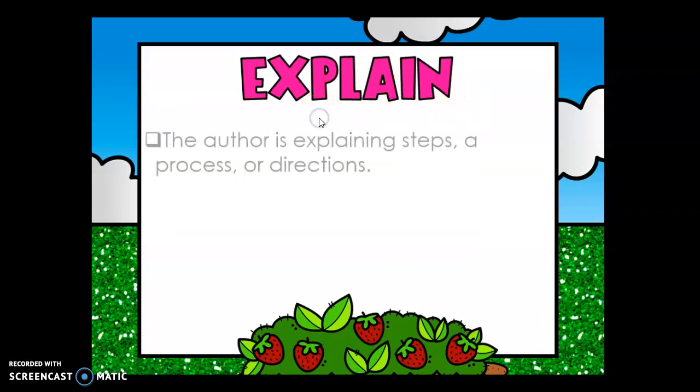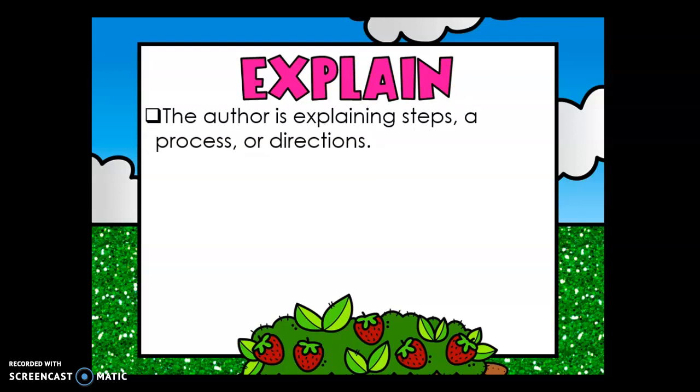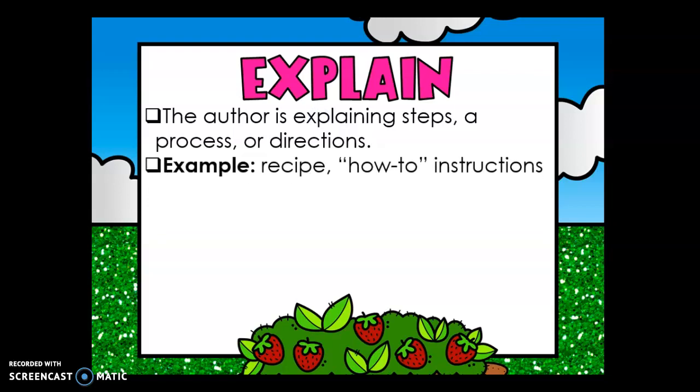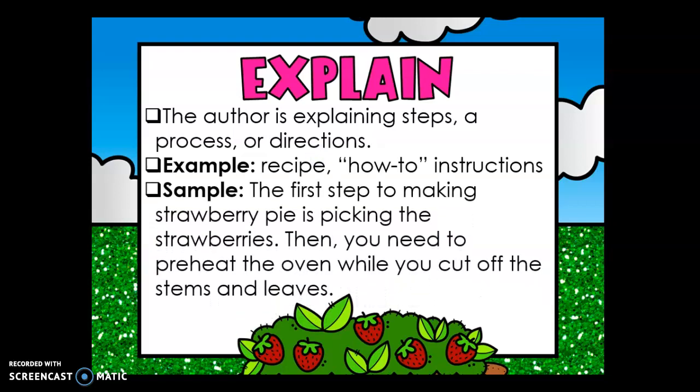Explain. The author is explaining steps, a process, or directions. Example, a recipe, how-to instructions. Our example is, the first step to making strawberry pie is picking strawberries. Then you need to preheat the oven while you cut off the stem and leaves. So let's think back on text structures. Which text structure does this sample remind you of? Which text structure is this? If you said sequencing, give yourself a pat on the back. Good job.